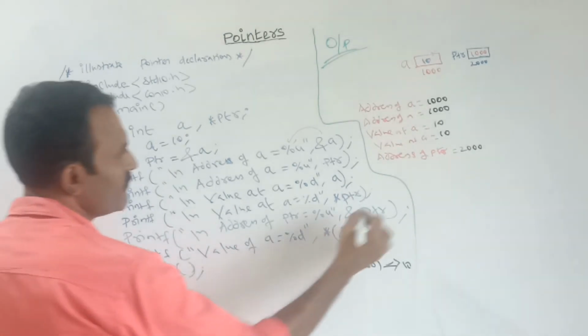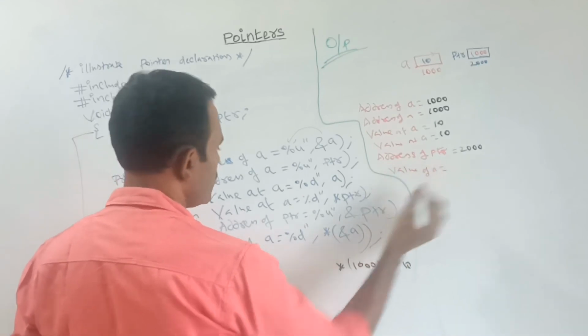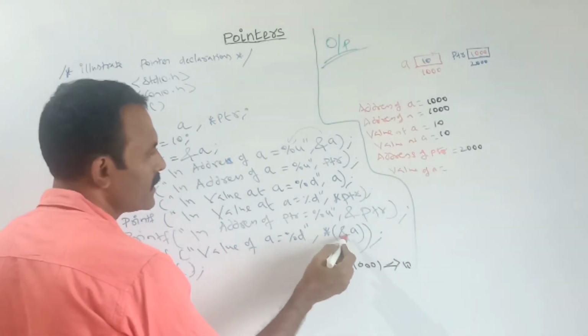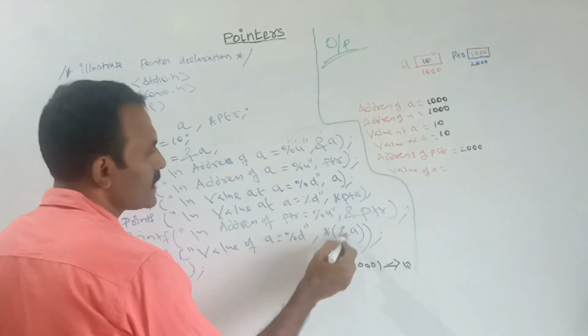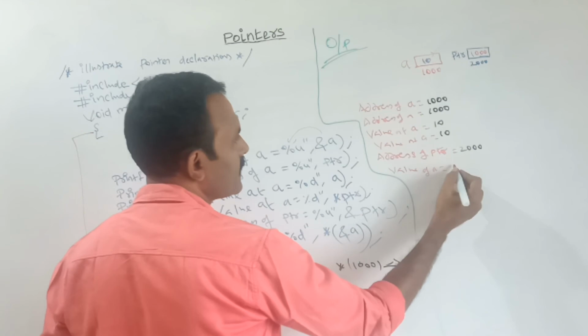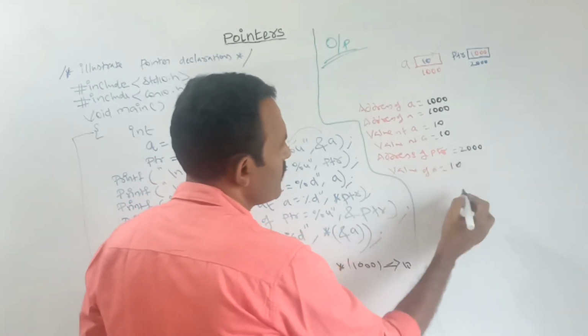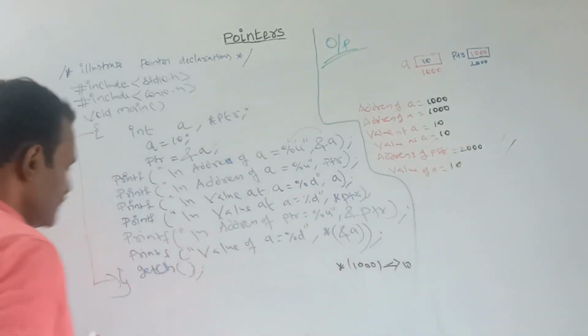See, in this step, value of A is equal to, here I am telling it to print the value at address of A. Address of A is 1000. Value at 1000 is 10. So the output result is 10. See, this is the output here.